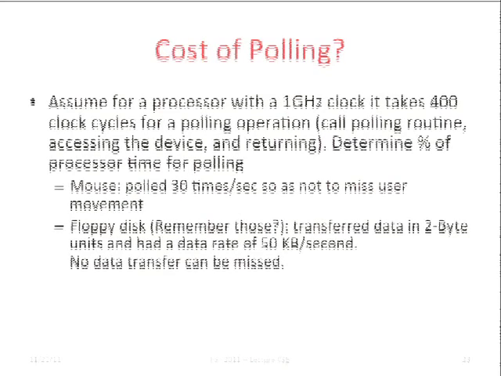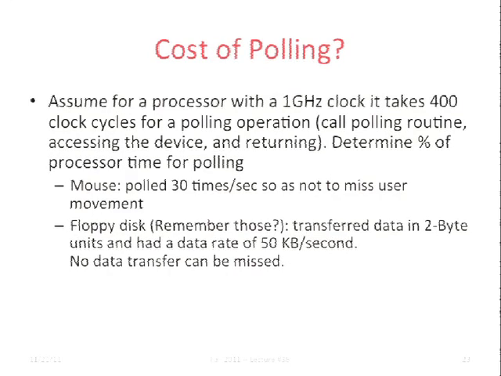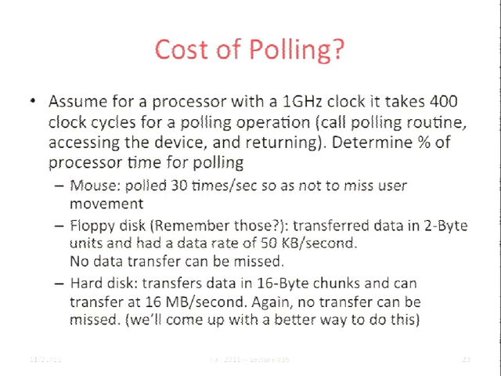There used to be these things called floppy disks, which were storage devices. You guys probably don't remember. They weren't very powerful and didn't store a lot of stuff, and you could move data about 2 bytes at a time, back and forth. They had a data rate of about 50 kilobytes a second. But you can't miss anything. If the disk is giving you data 2 bytes at a time, the processor has to be there to pick up every 2 bytes, otherwise it's going to lose data. So you've got to be there.